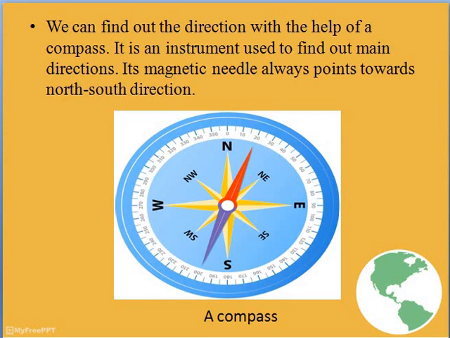The direction can easily be found with the help of a compass. A compass is an instrument used to find the main directions. Its magnetic needle, as you can see in the diagram, always points towards the north-south direction.